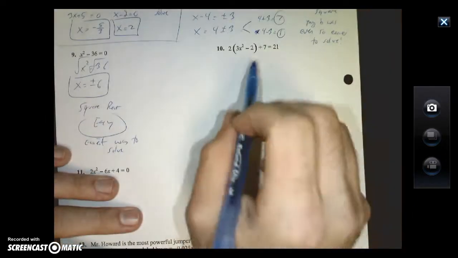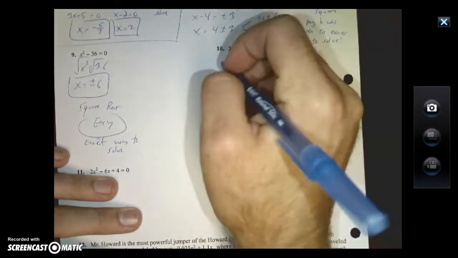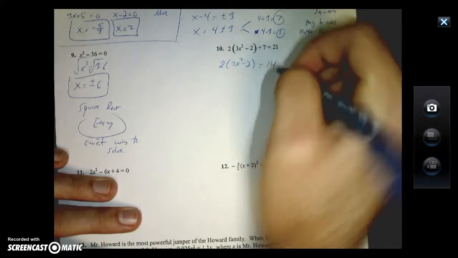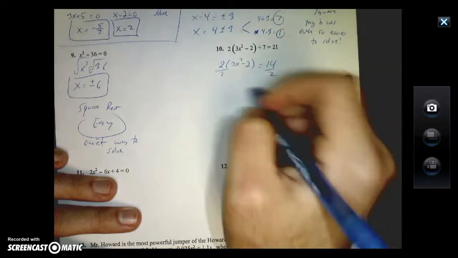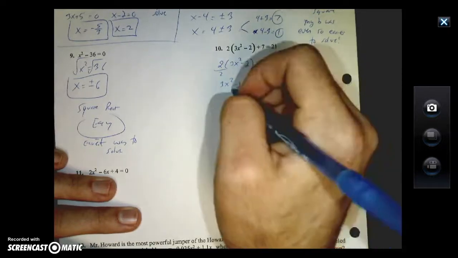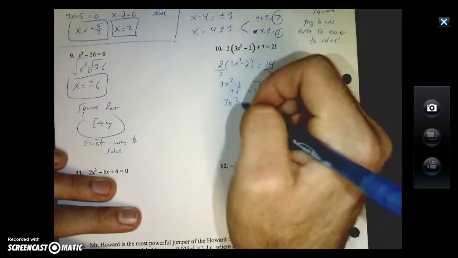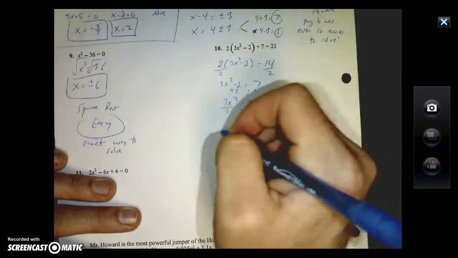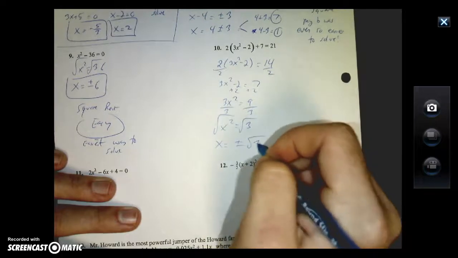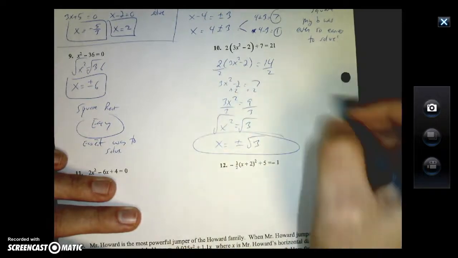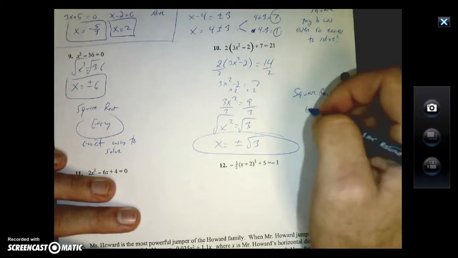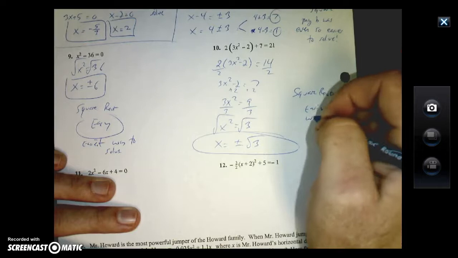Alright. 10. Same idea. Subtract 7 over 2. Parentheses 3x squared minus 2 equals 14. Divide by 2. 3x squared minus 2 equals 7. Add 2 over, 9. Divide by 3. X equals plus or minus root 3. All done. Okay, so this is square roots again. Easiest way to solve.